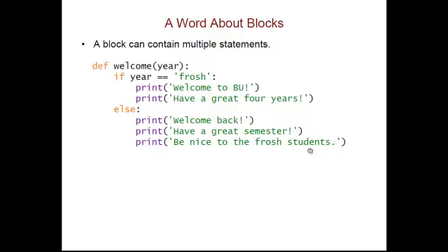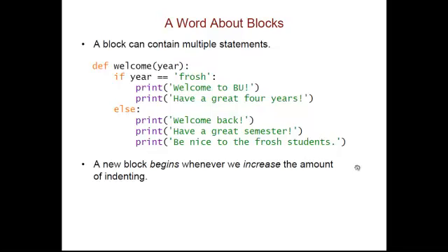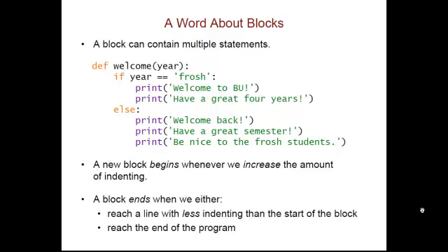How do you know where a block begins and ends? Well, a block begins whenever we increase the amount of indenting. So because we're adding additional indenting here, this starts a new block. And as long as we maintain at least that much indenting, the block is going to continue. And a block ends when one of two things happens. Either we reach a line with less indenting than the start of the block. So for example, here you can see the else has less indenting than the first line of the true block. And so the true block ends when we hit this else line.